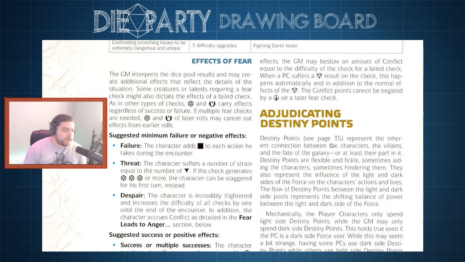Suggested minimum failure or negative effects. Failure: the character adds black to each action he takes during the encounter. Threat: the character suffers a number of strain equal to the number of failures or threats. If the check generates 3 disadvantage or more, the character can be staggered for his first turn instead. That's kind of cool. The character is incredibly frightened and increases the difficulty of all checks by 1 to the end of the encounter. In addition, the character accrues conflict as detailed in the fear leads to anger. Oh, okay.